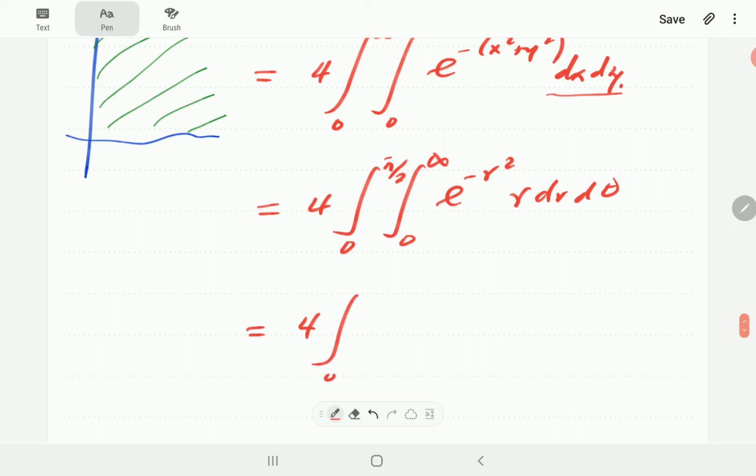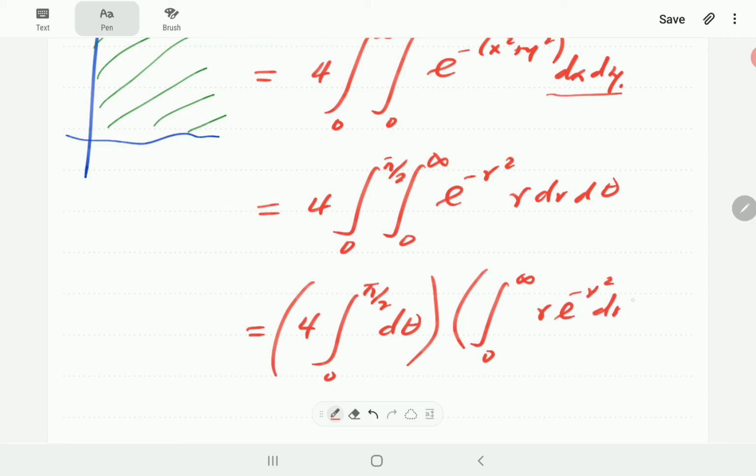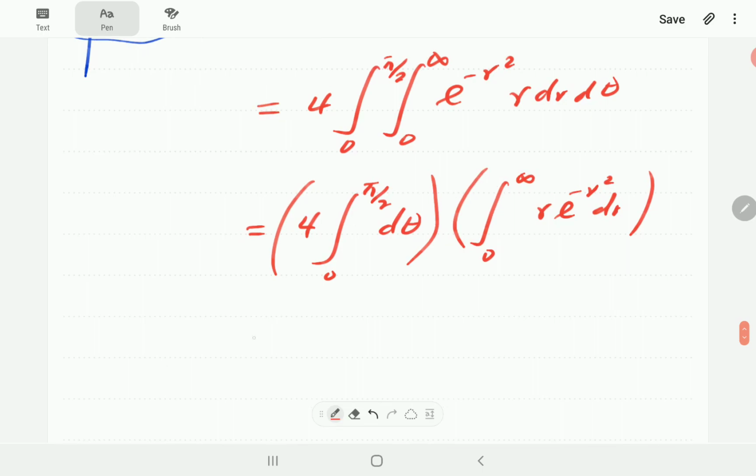Then this we can separate. So there's going to be the integral with respect to theta, and then there's going to be this integral with respect to r. The integral with respect to theta is straightforward. It's just going to be theta from 0 to pi on 2. And then this integral here, we're going to have to do using u substitution.